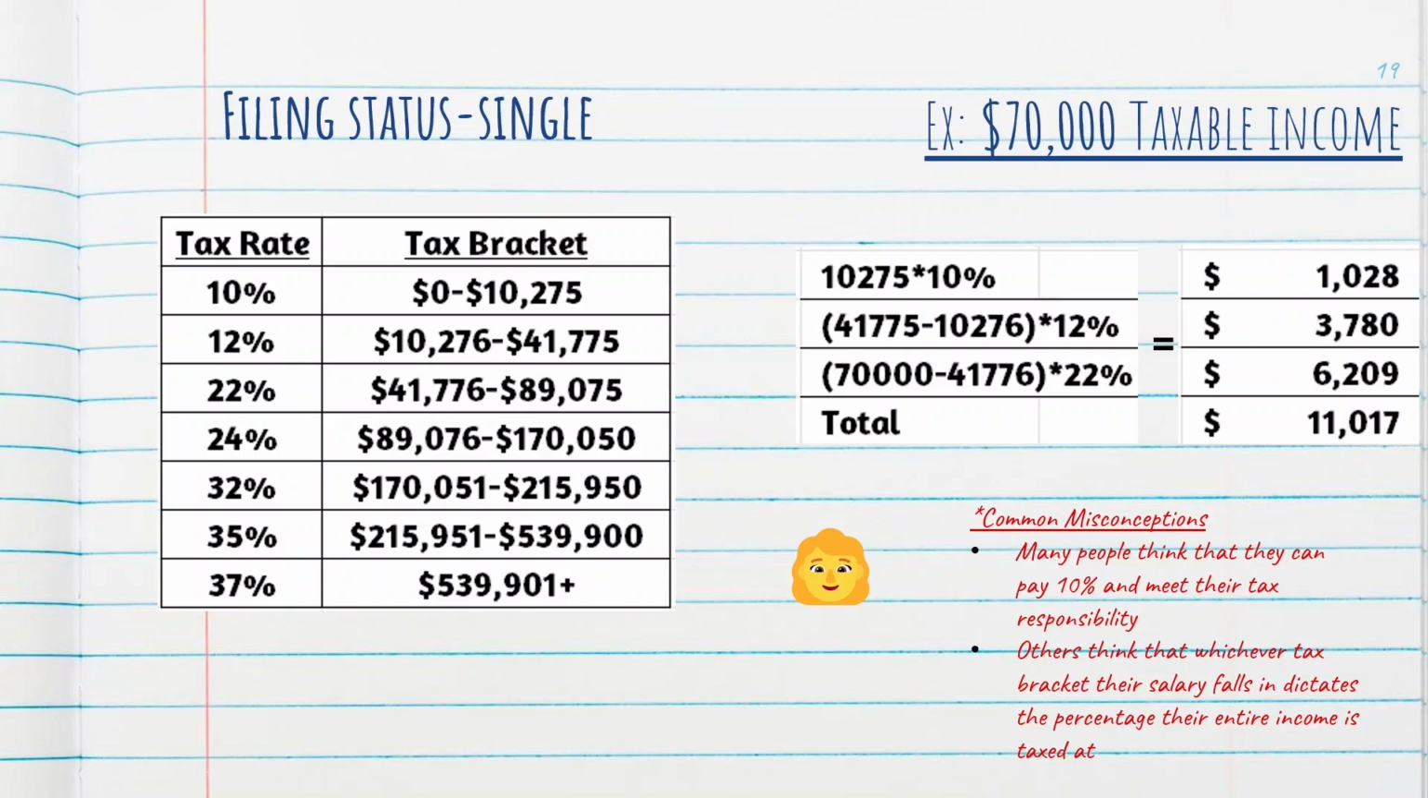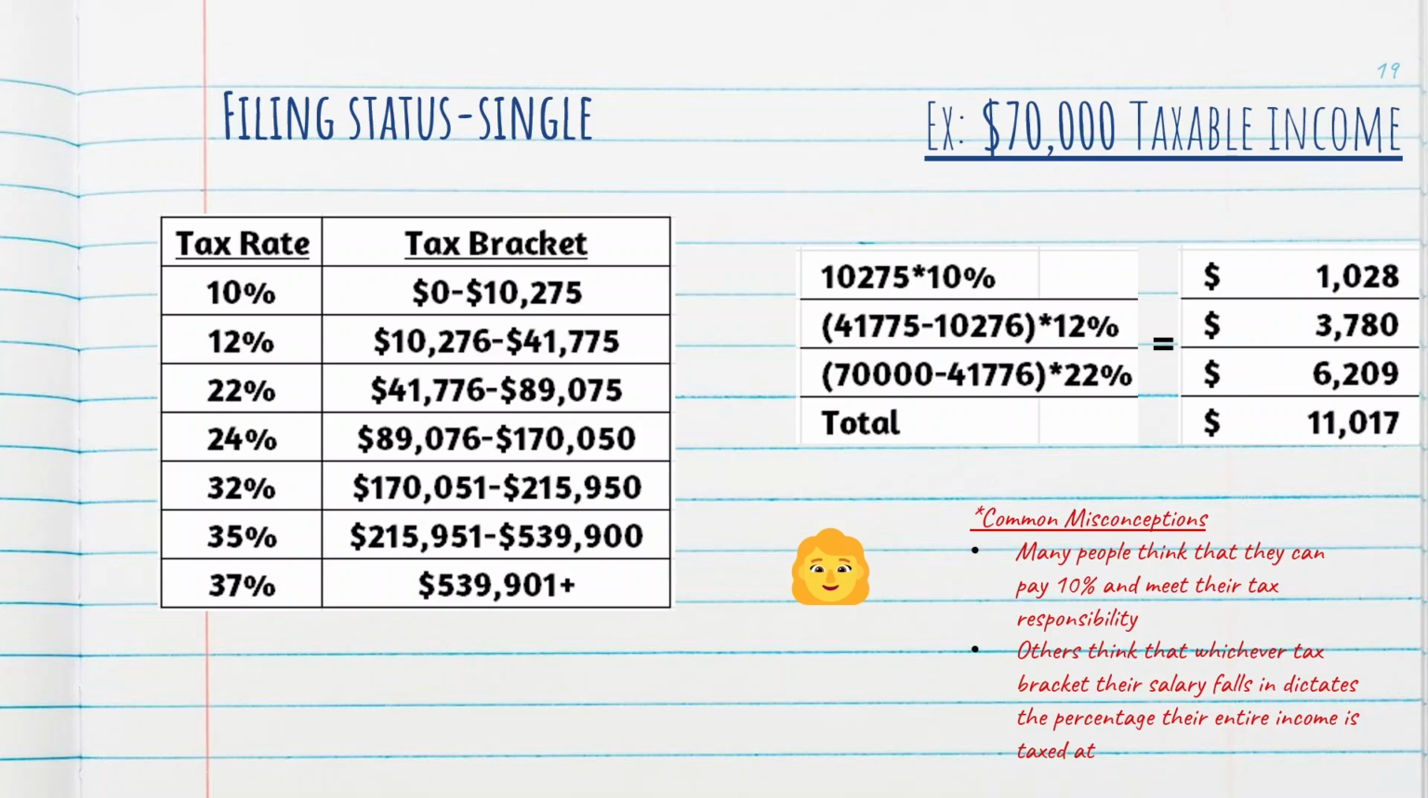And so we can see on the left side of our screen the tax rates as well as the tax brackets. And these correspond to an individual who is filing as single. In the first tax bracket, the individual's income that falls between 0 to $10,275 would be taxed at a 10% tax rate. The portion of their income that falls between $10,276 and $41,775 would be taxed at 12%. The portion of their income that falls between $41,776 and $89,075 would be taxed at 22%, and so on.